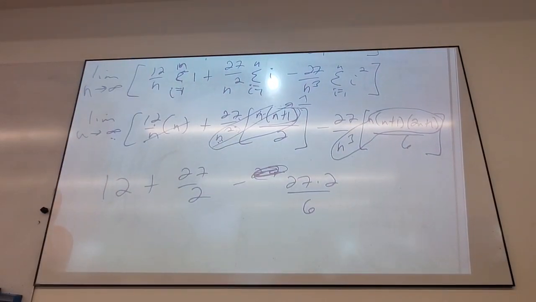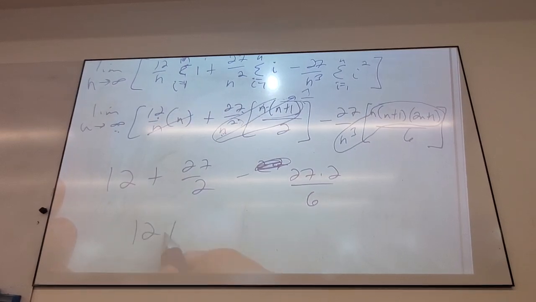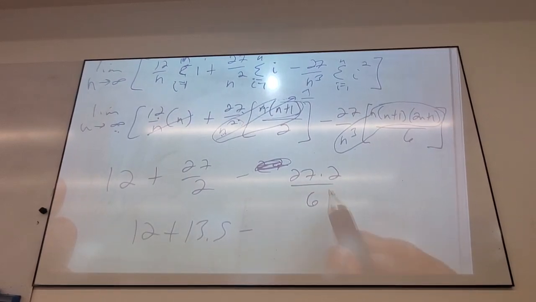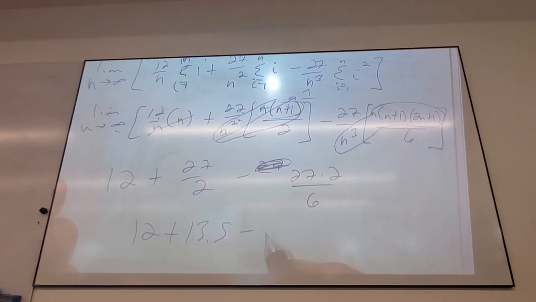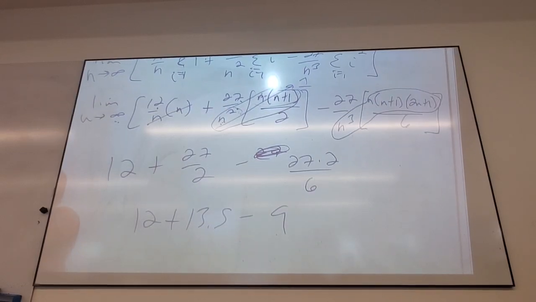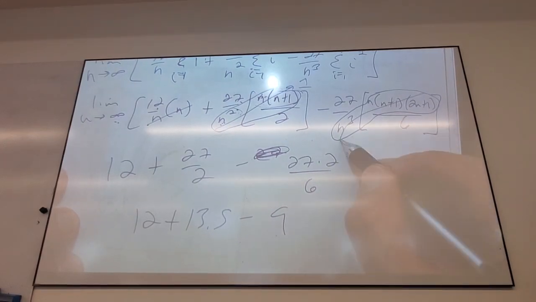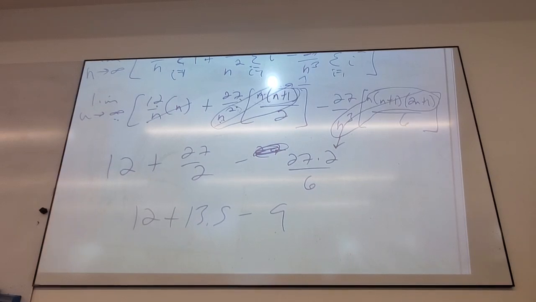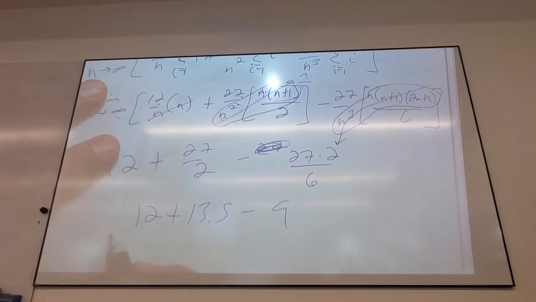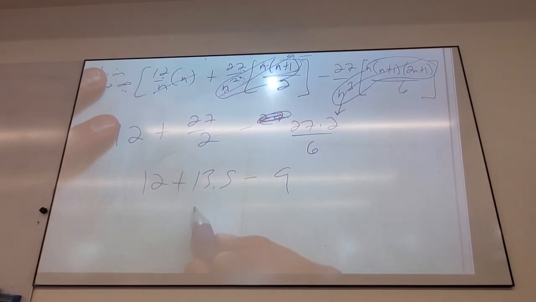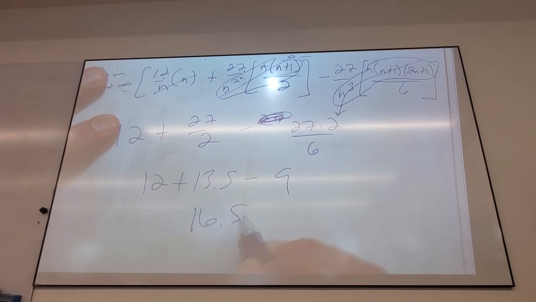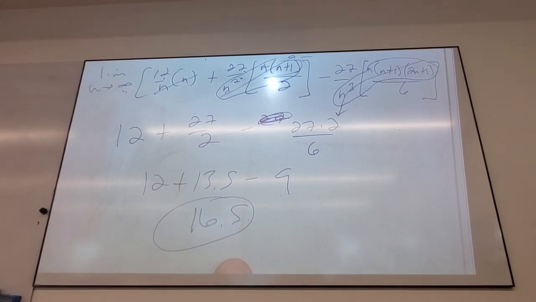Yes? So I get 12 plus 13 and a half minus 9. Yes, 27 times 2, because this limit was 2. And so I get 3 plus 13.5, which is 16.5. That is the correct answer.